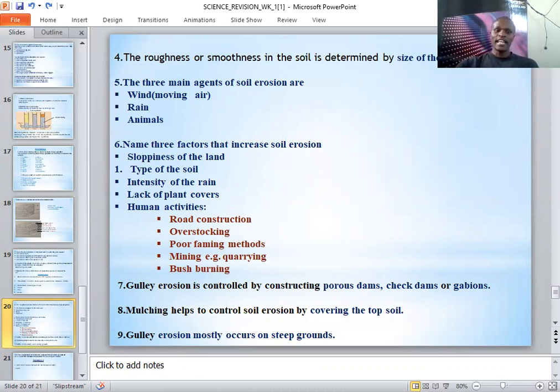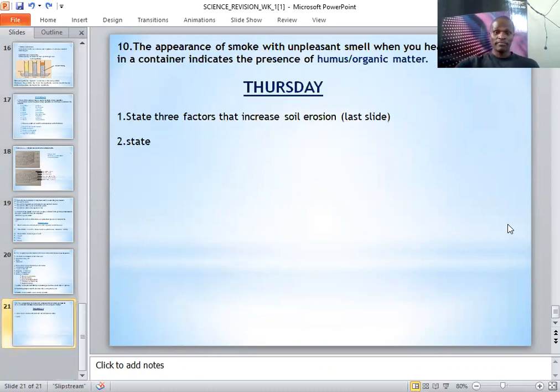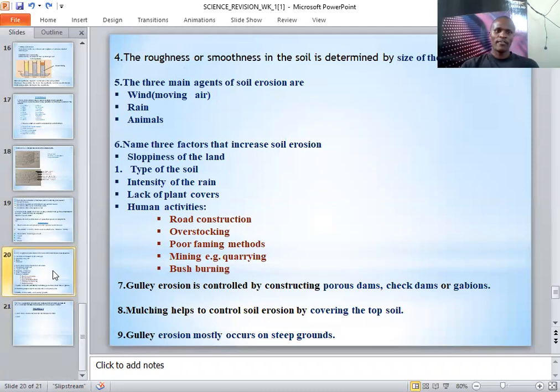Number 6, name 3 factors that increase soil erosion. We have 4 of them. One of them is the slopiness of the land. When the land is too sloping, then we expect the rate of soil erosion to be higher as compared to when the land is relatively flat.